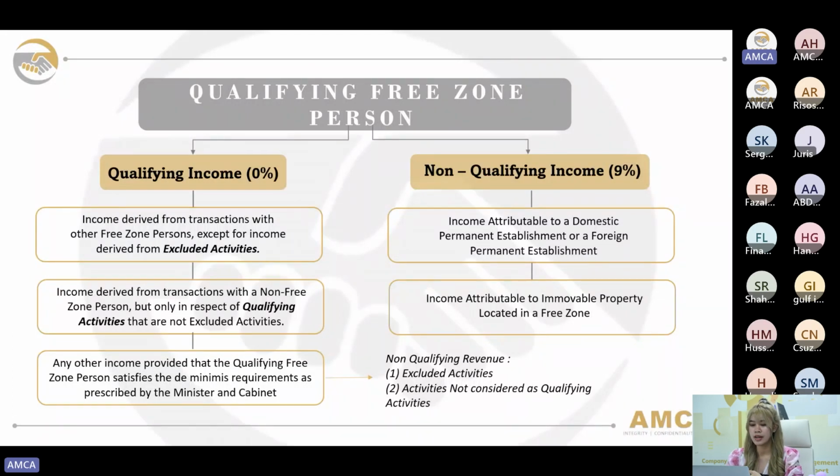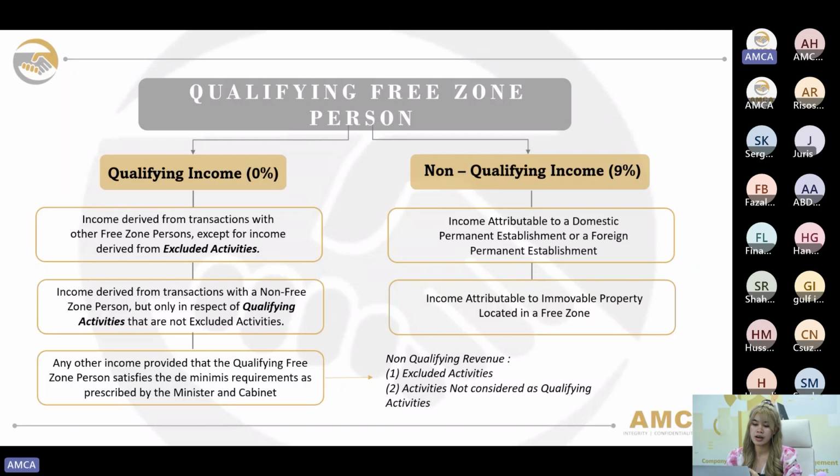On the first category, they have mentioned that this is income derived from transactions with other free zone persons, except for income derived from excluded activity. The key factor to identify whether a transaction is with a free zone person is whether the beneficial recipient of the goods or services rendered is a free zone person. The beneficial recipient that I have mentioned refers to the person who has the right to consume or enjoy the goods or services and doesn't have the legal obligation to pass them on to another person.